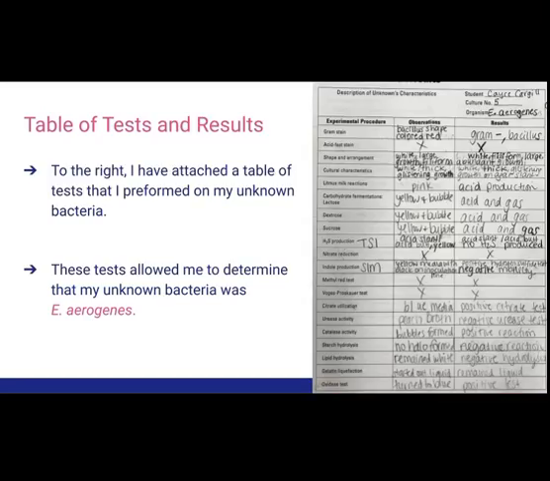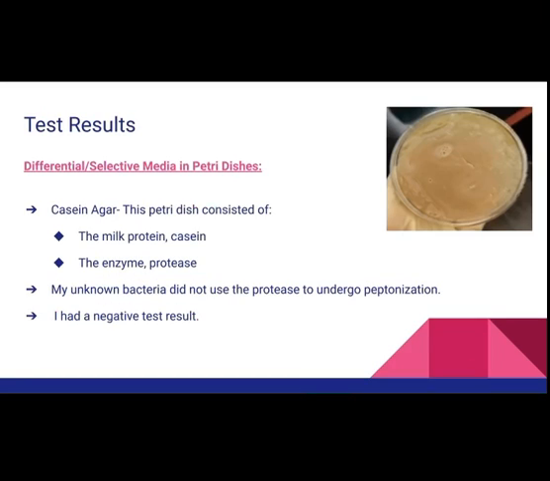Some more of the tests that I performed were in petri dishes through differential and selective media. One kind of media that I used was the casein agar, and my bacteria had a negative test result. You can see because no clear halo formed around my bacteria, and so it did not utilize the enzyme protease, and so it did not undergo peptonization.